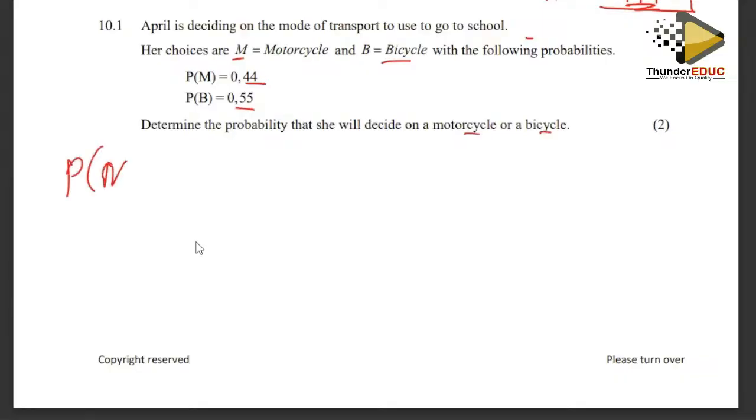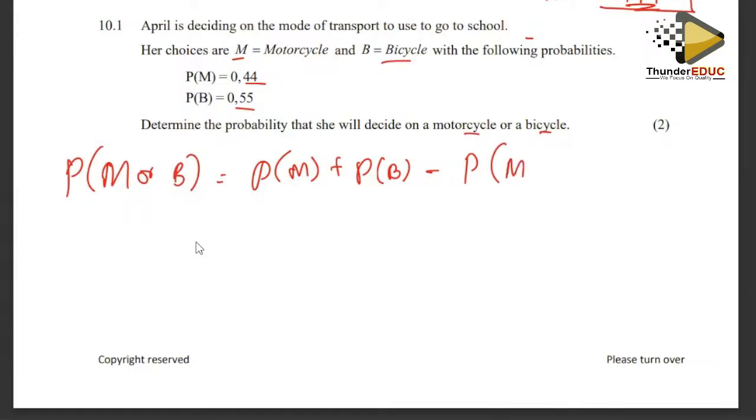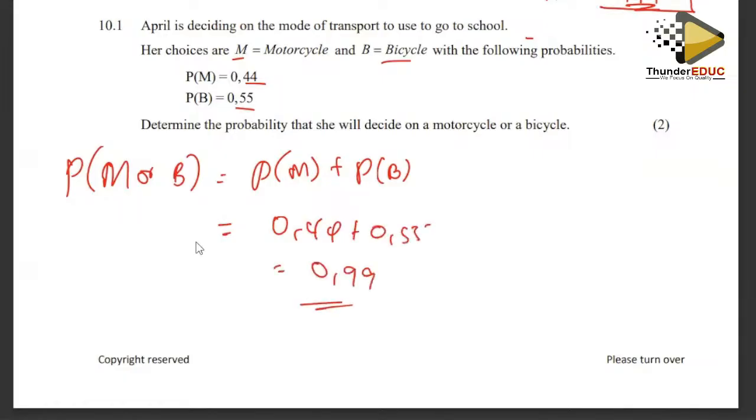So the probability of M or B is going to be the probability of M plus the probability of B minus the probability of M and B. But is it possible to use both? No, it's not possible to use both, meaning that this term doesn't make sense. The only other option is for her not to use any. So it's 0,44 plus 0,55, which becomes 0,99.